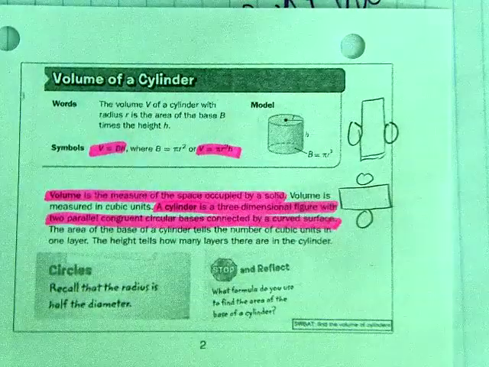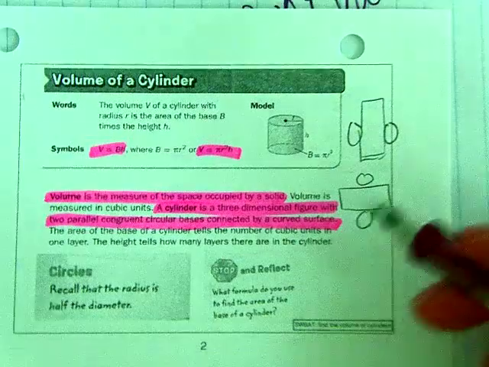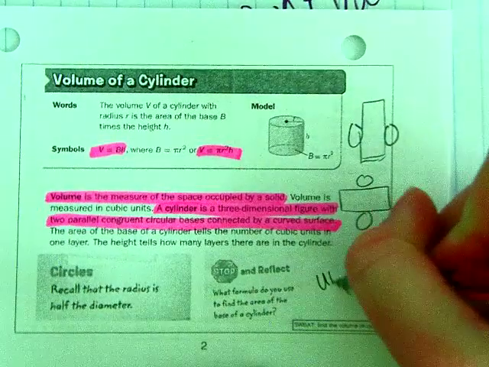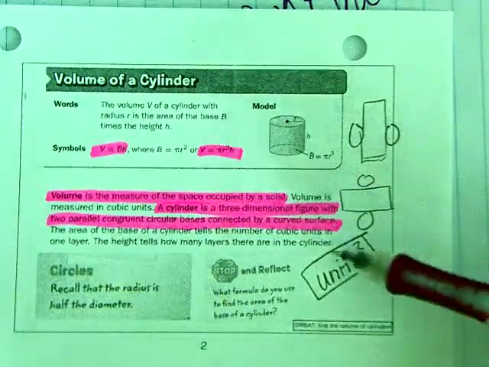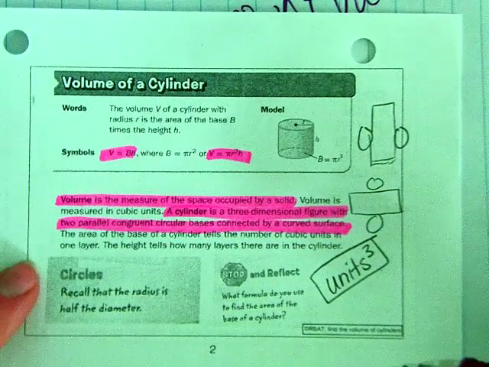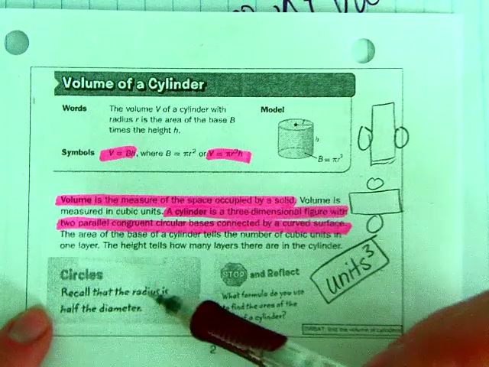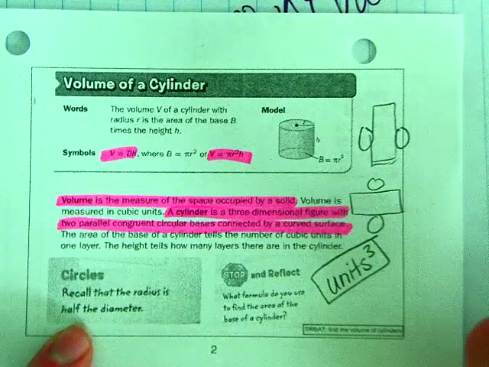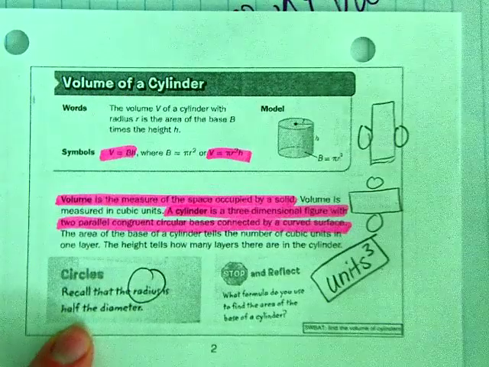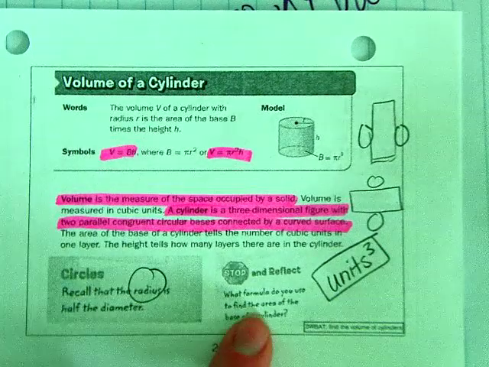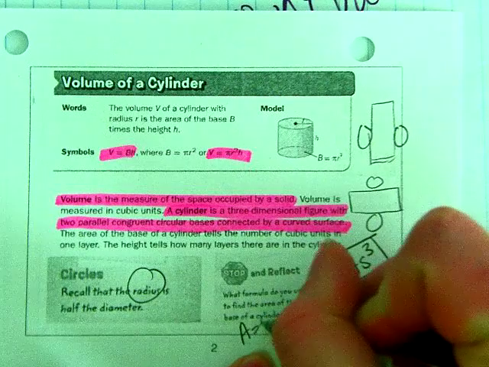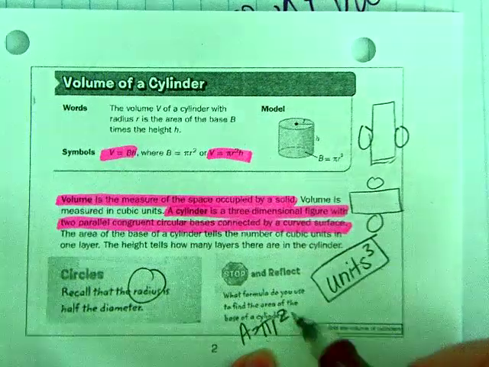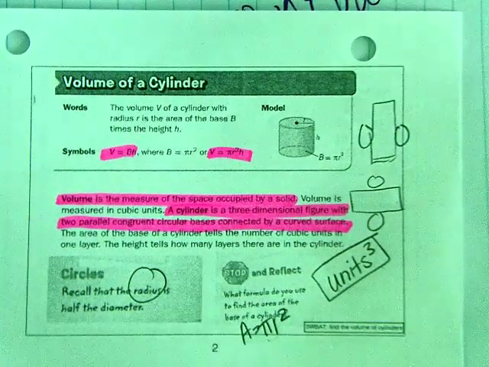The area of the base of a cylinder tells the number of cubic units in one layer, so that means that volume is always going to be units cubed for a label. The height tells how many layers are in the cylinder. Recall that the radius is half the diameter, so when we're working with the radius, make sure it's half of the diameter. The formula to find the area of the base of the cylinder, that's a circle, so area is pi r squared, so we're going to take the area times the height to find the volume of a cylinder.